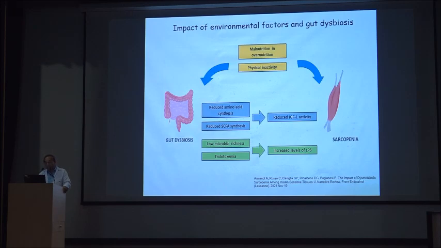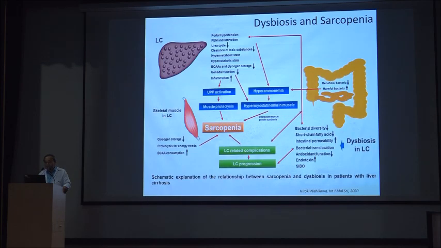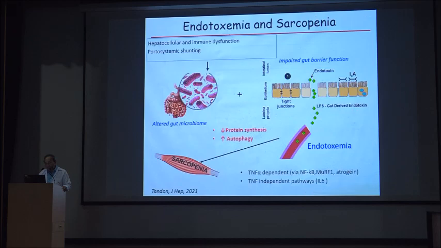Now coming to environmental factors and gut dysbiosis, we all know that there is dysbiosis in cirrhosis. There is decreased bacterial diversity, decreased short chain fatty acid production, increased intestinal permeability, increased bacterial translocation, decreased antioxidant function, and endotoxins, and SIBO also. This all can contribute to sarcopenia.